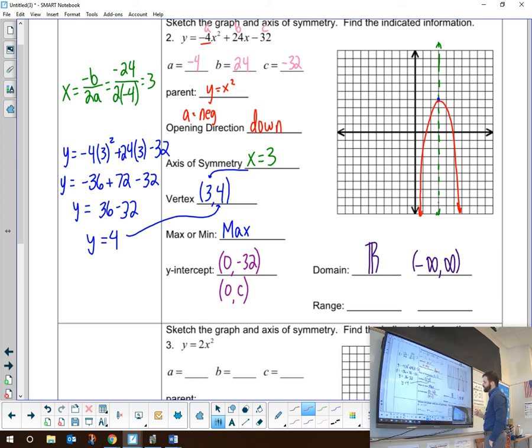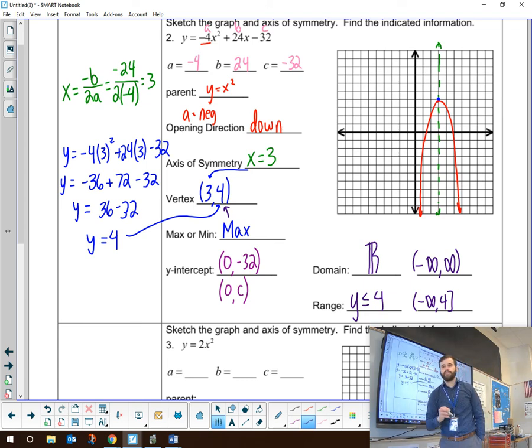But going down, we have to think, okay? And so whenever I go down, we're going to go, okay, y is less than or equal to, remember, whatever my maximum is. And my maximum is that 4. So y is going to be less than or equal to 4, and it's going to be negative infinity to 4 with a bracket on it, okay?